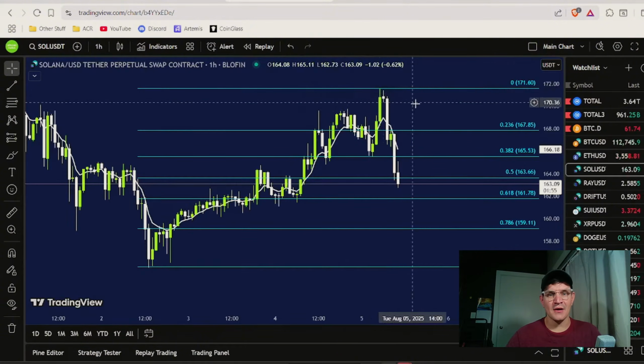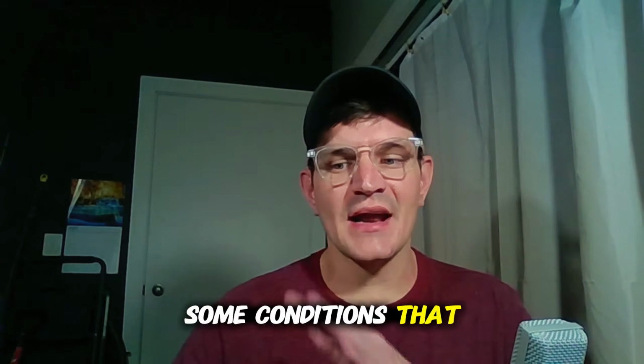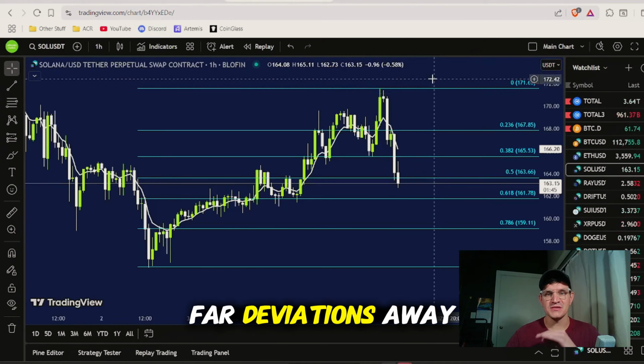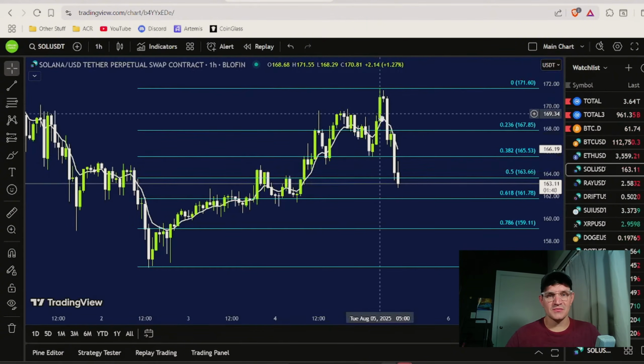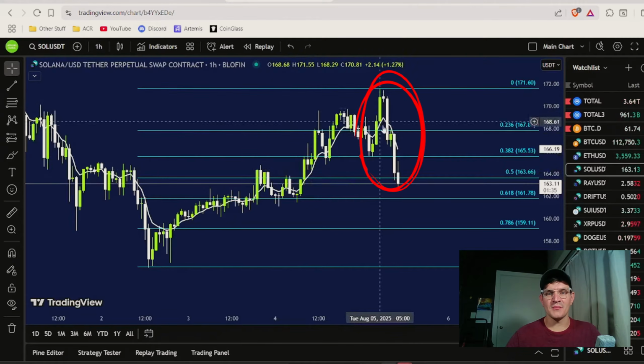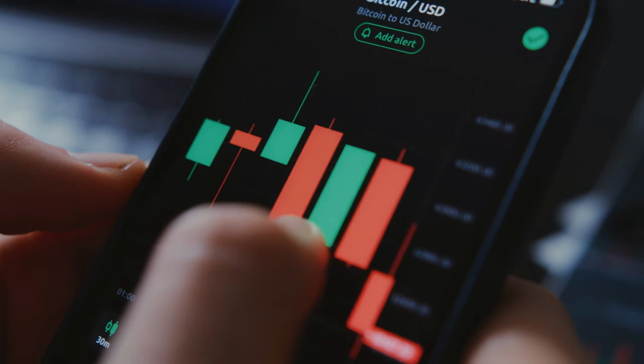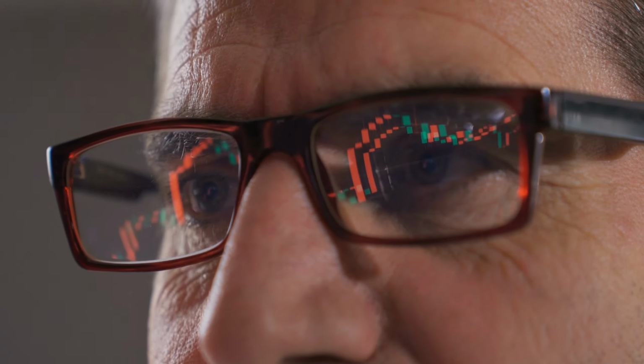Some conditions that I specifically look for when I am trading like this: the very first condition I look for is far deviations away from the moving average. 9 times out of 10, when price action, which is the candlesticks themselves, deviates far away from the moving average, it typically tells us that things are getting extremely overextended, and we want to start looking for candlestick patterns for a potential move to the downside or to the upside, just a reversal.